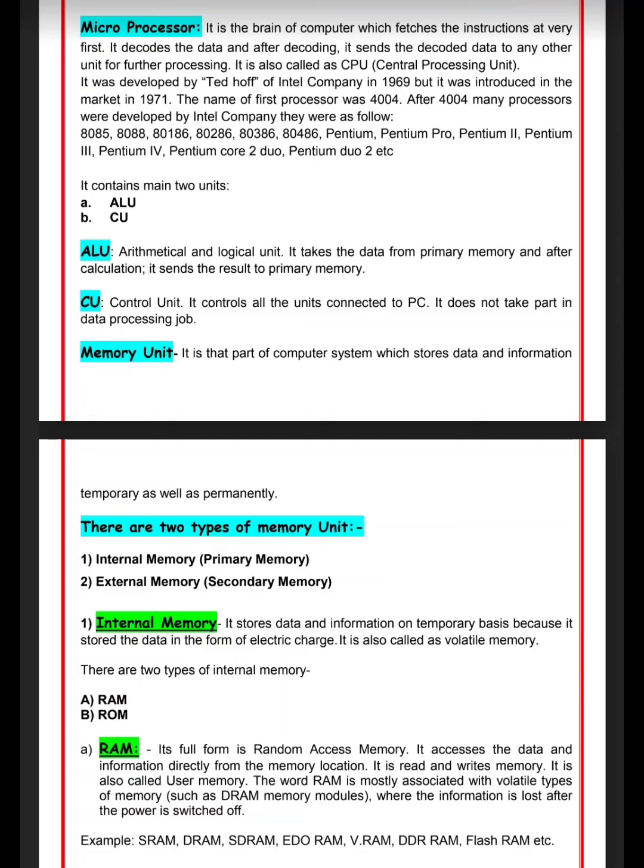Microprocessor: it is the brain of computer which fetches the instruction at very fast speed. It decodes the data and after decoding it sends the decoded data to any other unit for further processing. It is also called CPU, Central Processing Unit. It was developed by Tedhoff of Intel company in 1969 but it was introduced in the market in 1971. The name of the first processor was Intel 4004. After 4004, many processors were developed by Intel company.